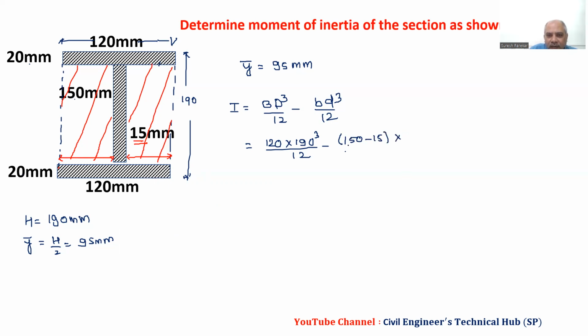Sorry, 120 we have. This total is 120, and we have to subtract this 20 millimeter from this. So 120 minus 15 into D, we have 150 cube by 12. And we will get this value of I, that is equal to 39.06 into 10 raised to 6 millimeter to the power 4.